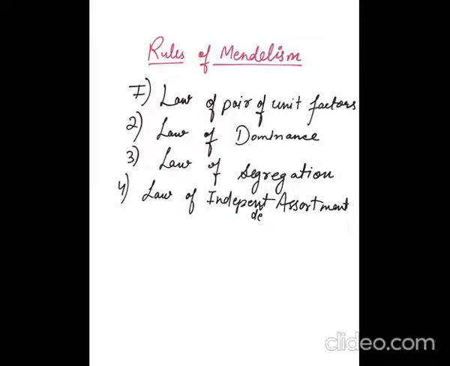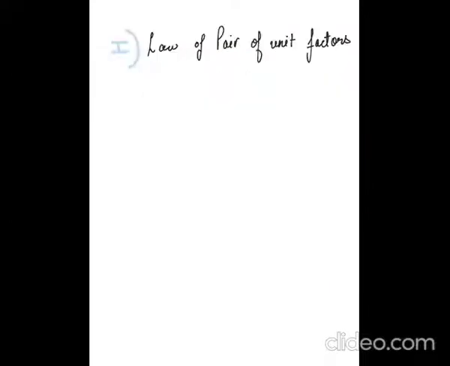But NCERT has combined both of them, and the name given to them is law of dominance. So in NCERT you will find these three: law of dominance, law of segregation, and law of independent assortment. So we can say that according to NCERT there were three rules, but originally Mendel gave four rules. So let's discuss our first rule, that is law of pair of unit factors.